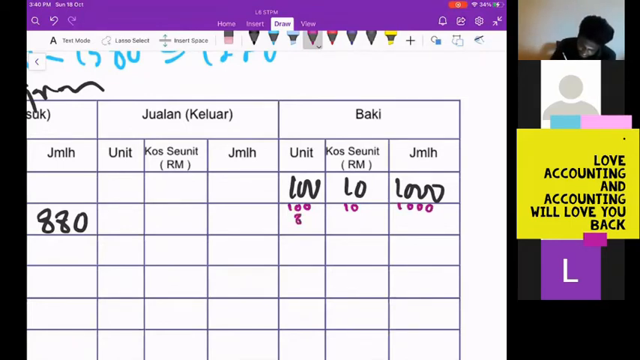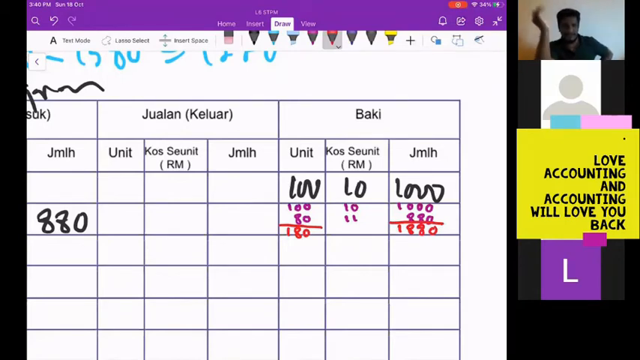Then 80, 11, 880. So the total is 180, 1880. Okay, this is Purata Wajaran, right? For Purata Wajaran, slightly different from what we did previously. Every time you beli, listen carefully, you need to calculate how much is the Purata Wajaran, how much the cost per unit.